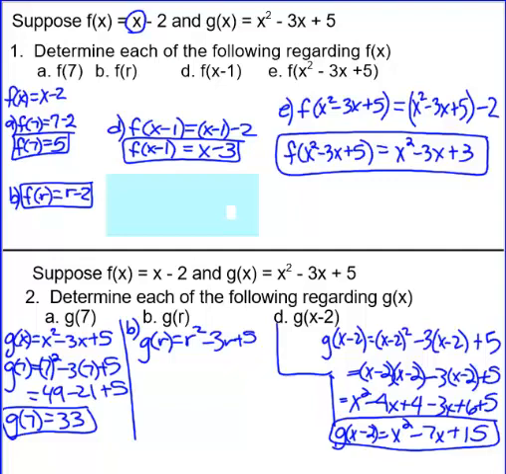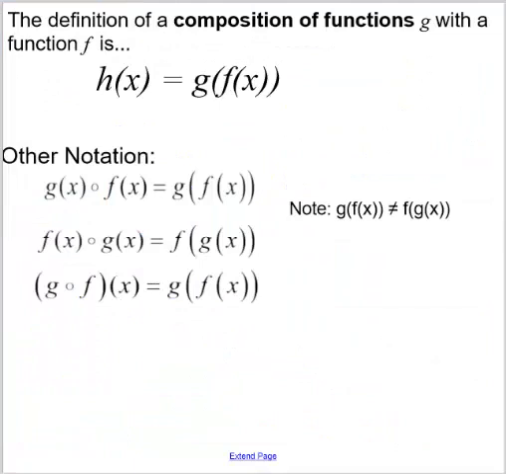So let's talk about what a composition function would look like notation-wise. Okay. So the definition of a composition of functions, g with a function f, is this expression. So the h of x is just saying we're creating a new function that equals the composition of g of f of x. So the f of x was one of the functions, g was the other function, and this means I'm putting the f function inside the g function, just like we did on the previous slide with those longer expressions. Okay, and then that creates a new function, which we could call h of x.